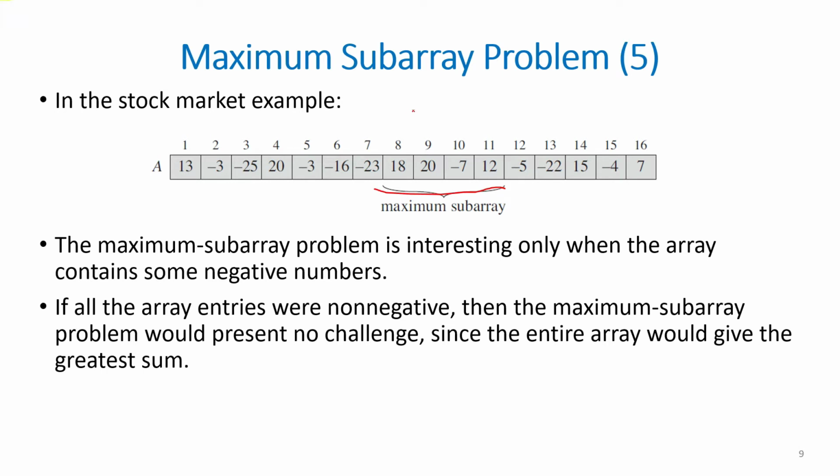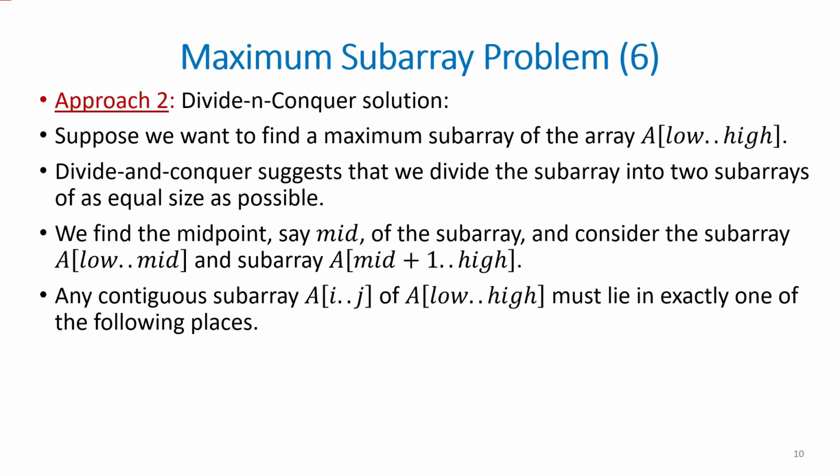It is interesting to note that the maximum subarray problem is challenging only when the array contains a mix of positive and negative numbers. If all the entries are non-negative, then it would not be a challenge because adding all the elements would actually give us the greatest sum. Now let's use divide and conquer to solve the maximum subarray problem.